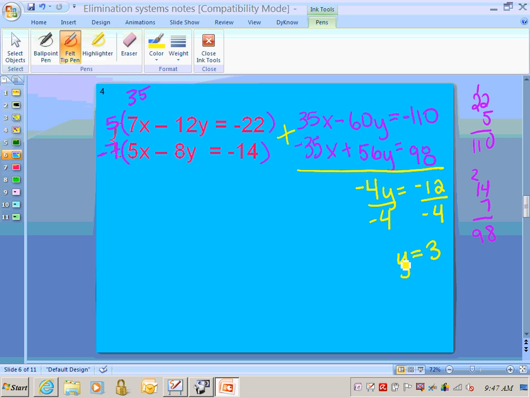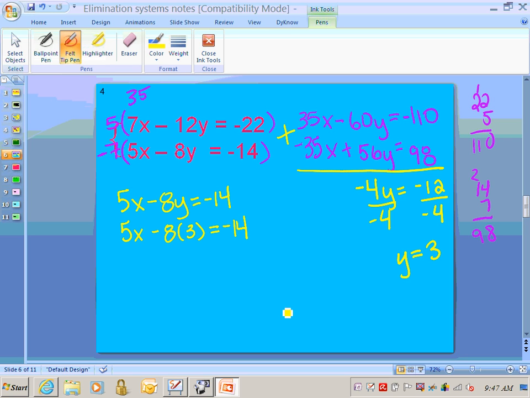Okay, which one do you want to fill it into? The bottom one, the new or old? This one or this one? The new or the old one? It doesn't matter. If I were you, I would go through the old one because the old one's got smaller numbers. Right? So if you pick the bottom one, so we have 5x minus 8y equals negative 14. I'm going to fill in y of 3. So 5x minus 8 times 3 equals negative 14.